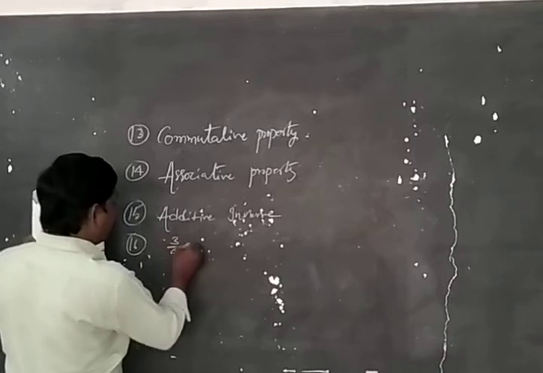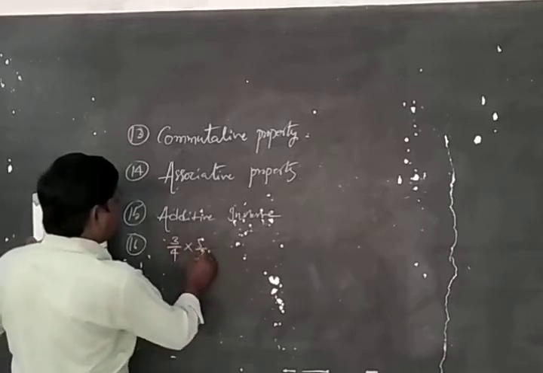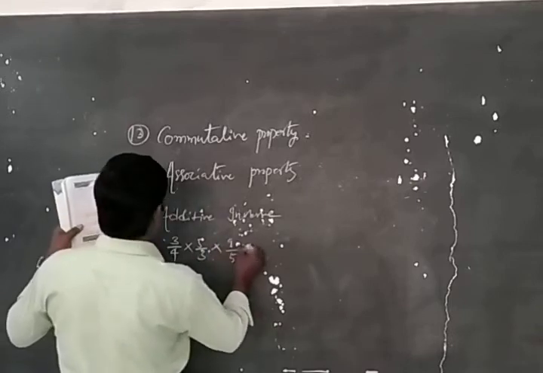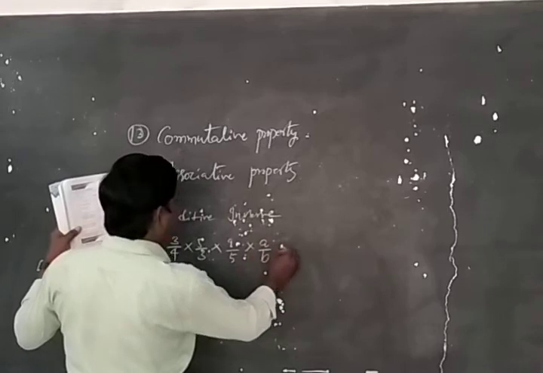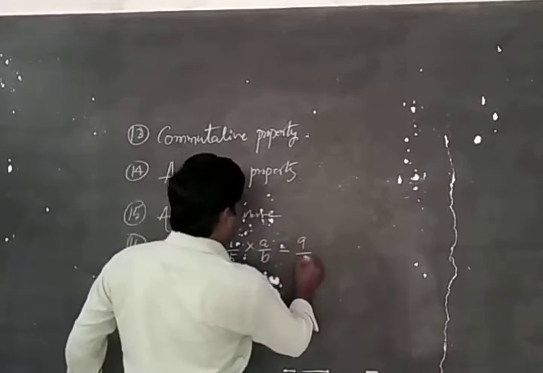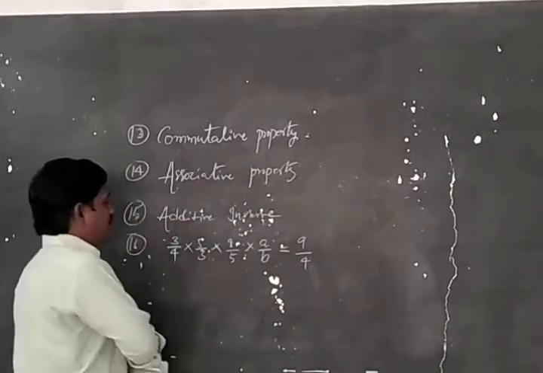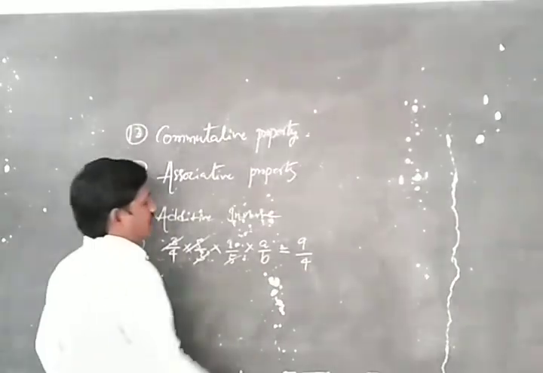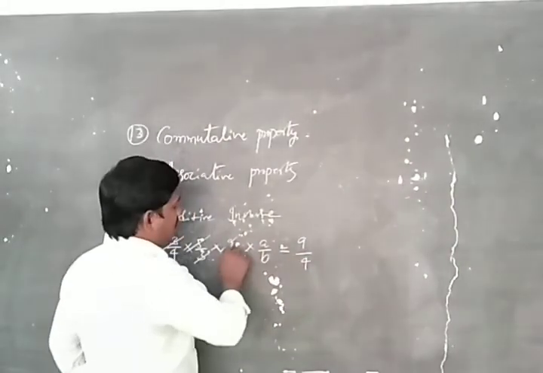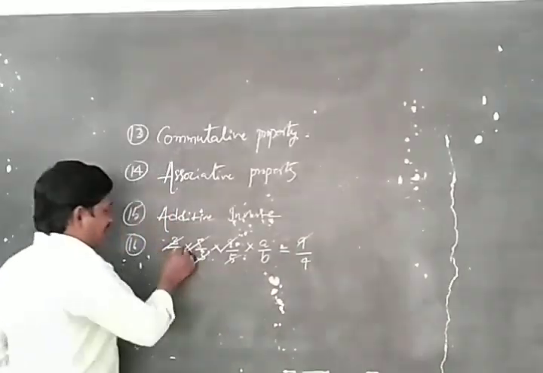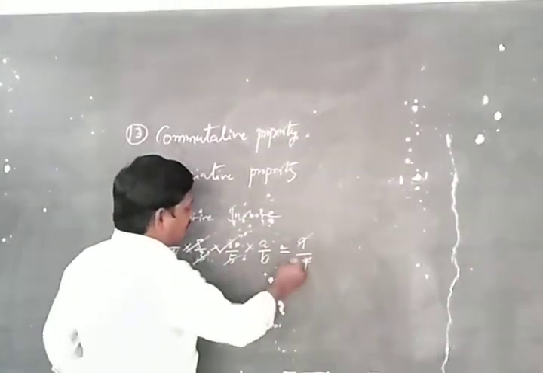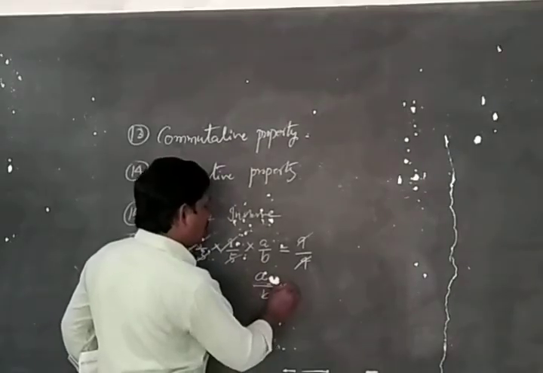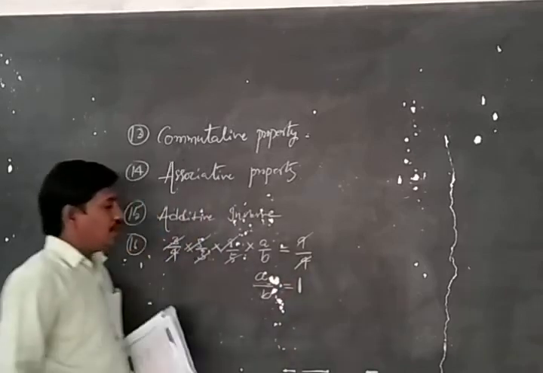And 16th one. If 3 by 4 into 5 by 3 into 9 by 5 into A by B equal to 9 by 4. Okay, 3 cancel, 5 cancel. Here 9 and 9 both are cancelled. By the transposition, 4 and this 4 are also cancelled. A by B equal to 1.